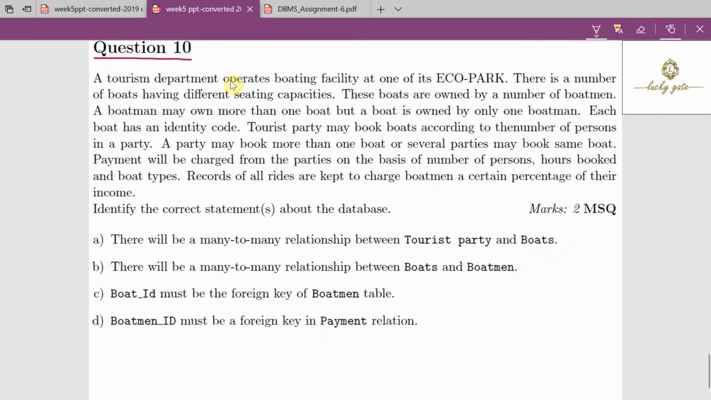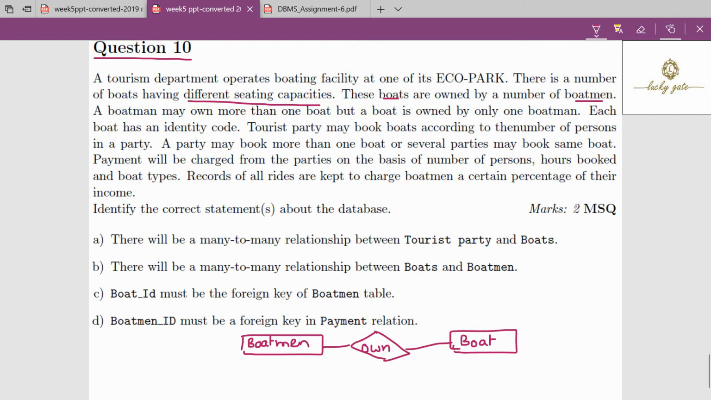Number 10. The tourism department operates a boating facility at one of its eco parks. There are a number of boats having different seating capacities. These boats are owned by a number of boatmen. Here I can find an entity set called boatmen, and another entity set, boat. Between them I can find a relationship called owns, because a boatman owns a boat. Up to this we understood.